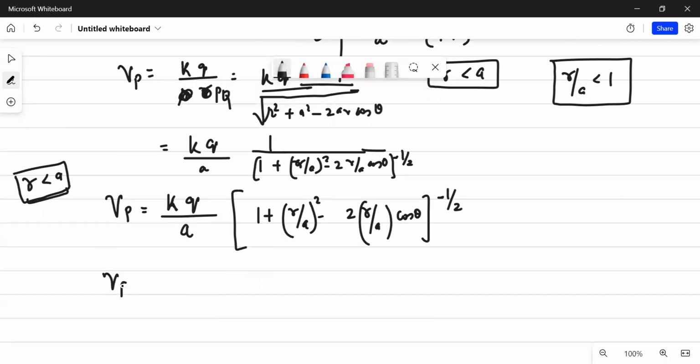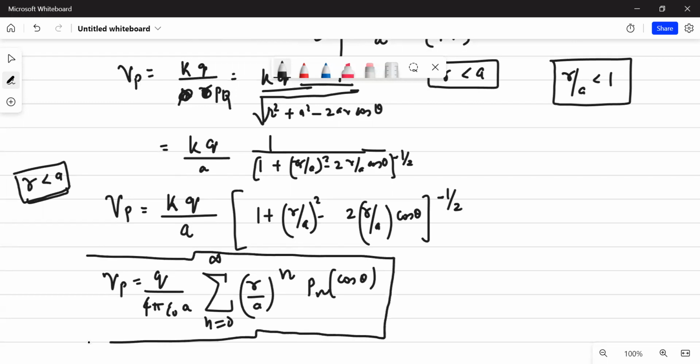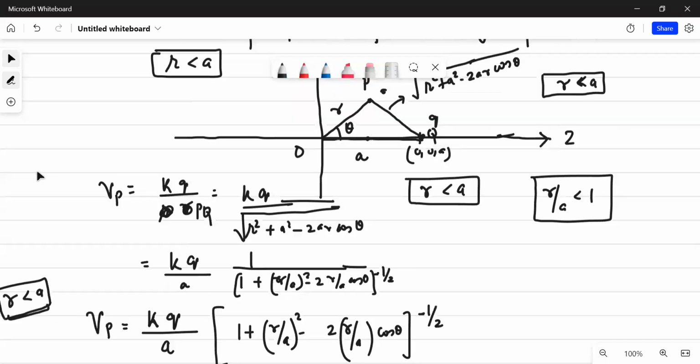So I'll write V_P is simply, if there is no medium, 1 upon 4 pi epsilon naught A, and then I will simply write summation n equal to 0 to infinity. R upon A raised to power n would obviously come in, and this will be P_n of cosine theta. Is that clear? This is how you write the potential due to a single charge placed at a distance A from the origin.